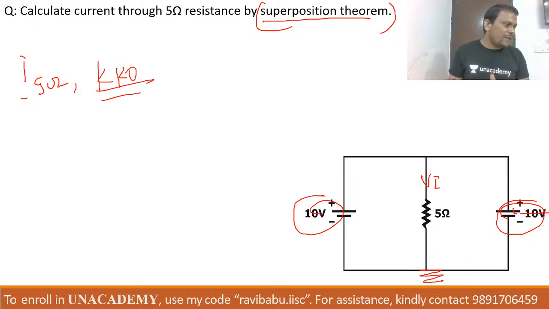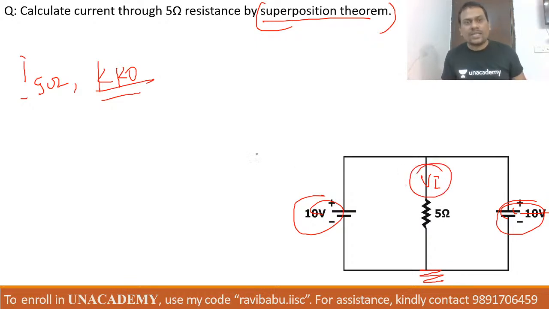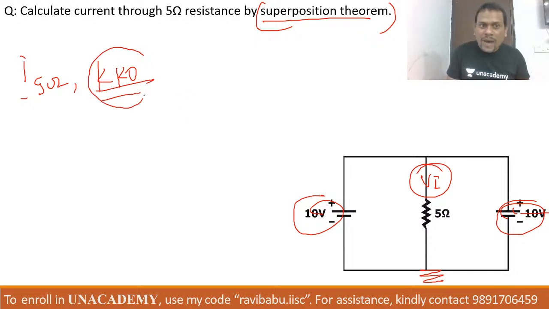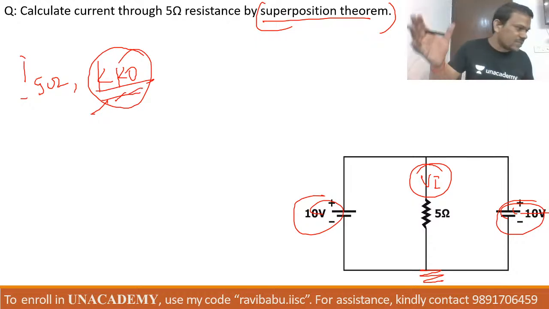Many persons are available in today's class, beta. Yes, speak up please, fast. What will be the value of current I, beta, in this case? Not by superposition theorem, not by superposition theorem, but by KVL, KCL or Ohm's law. Yeah, speak up, beta, please.